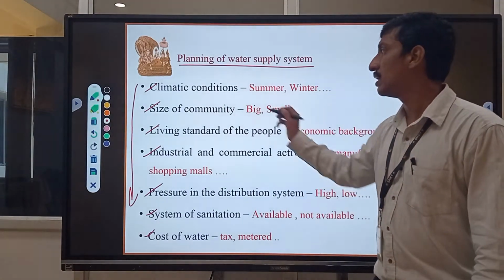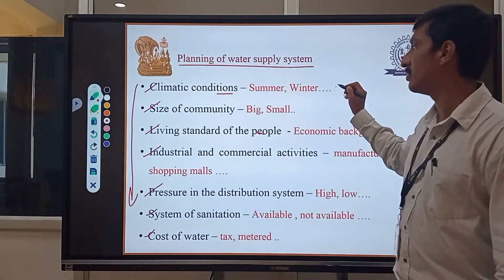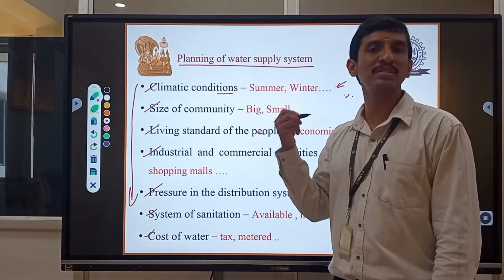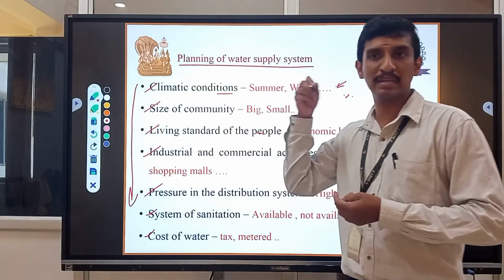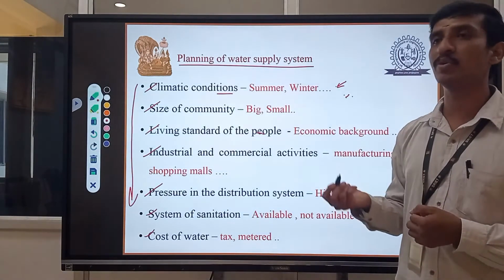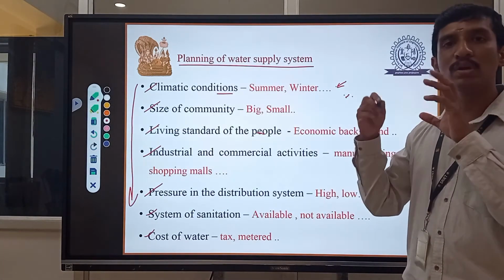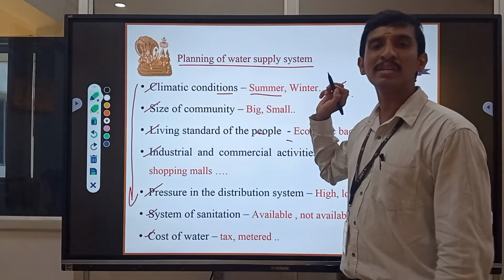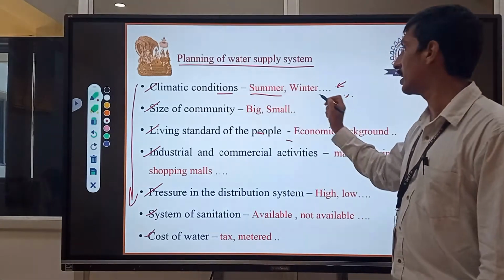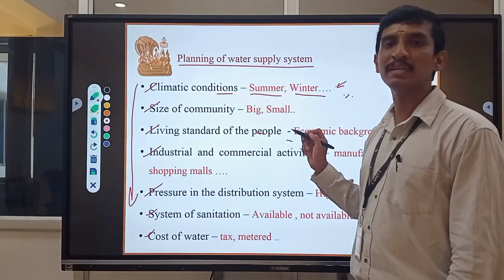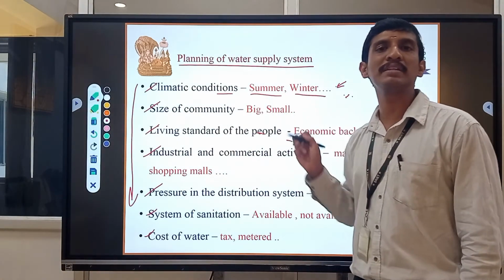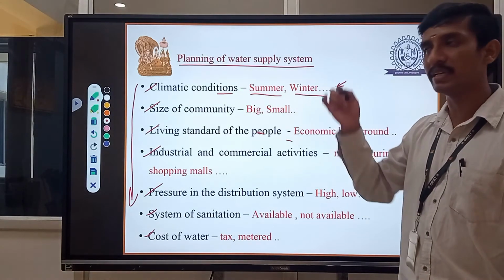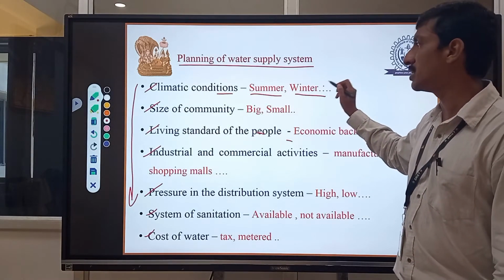How will it vary? In climatic condition like summer and winter. In summer condition we use a larger amount of water because water evaporation will occur and losses will occur, so we need to satisfy those losses and we consume more water. Then cooling the room and washing clothes are also more, so in summer condition the water usage will be more. In winter condition the usage will gradually reduce because there is already moisture content in the atmosphere, so the amount consumed by people and the evaporation losses will gradually reduce, so the water usage will reduce.